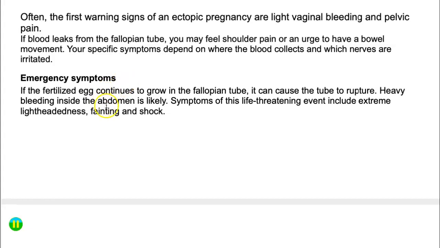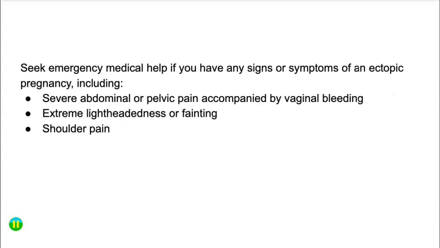Now, the emergency symptoms will be if there is a heavy rupture, if there is too much bleeding, if there is too much bloating of the abdomen because of extra bleeding that is taking place inside. Seek emergency medical help, which we must do.